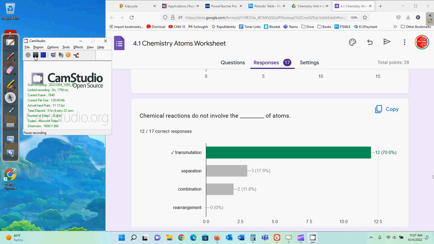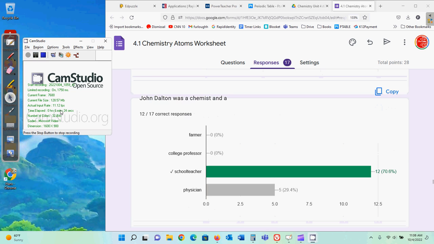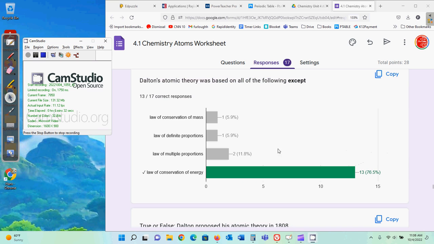John Dalton was a chemist and a school teacher. He was also a Quaker, and he was also colorblind. Dalton's atomic theory was based on the conservation of mass, definite proportions, and multiple proportions. It was not based on the conservation of energy. He wasn't studying energy. He was studying the conservation of mass.